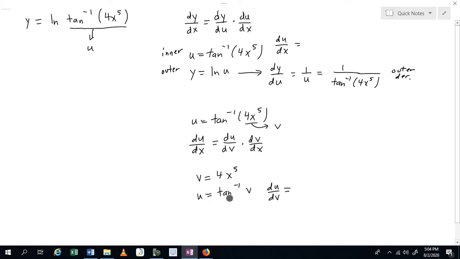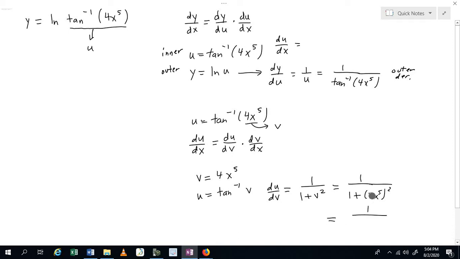Okay, well, that's the derivative of inverse tangent of v with respect to v. And if you remember, the derivative of inverse tangent of v would be 1 over 1 plus v squared. And I'm going to go ahead and substitute for the v. We know v is equal to 4x to the fifth. So it's the same as 1 over 1 plus v squared, but v is 4x to the fifth, right? So it's 1 plus 4x to the fifth squared. And I'm going to go ahead and simplify that.